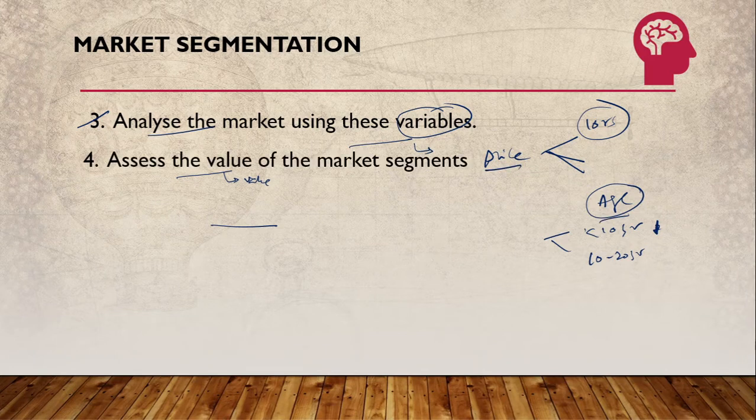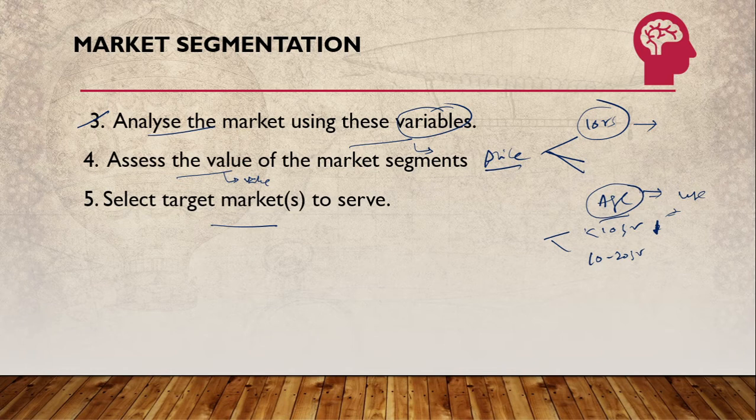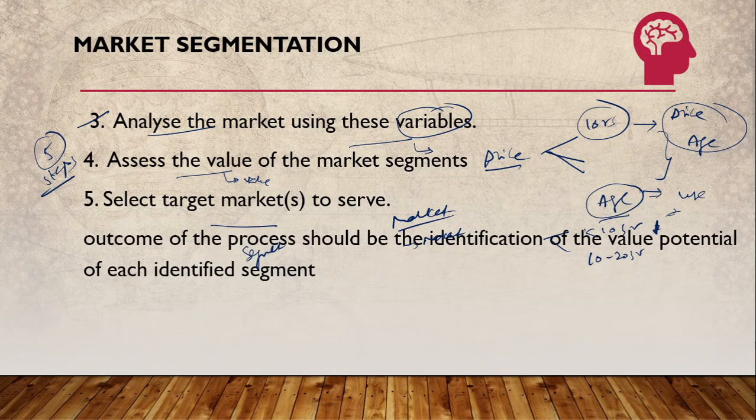Once you have done that, you have to assess the value that this price is generating or this age group is getting from the use of this product. Then the fifth one is, after doing this analysis, you will understand what should be the correct price or what should be the correct age group that you should identify. So this is how you will actually arrive at the target market, and you will come to the market segmentation. So the outcome of this should be the identification of the value potential of each identified segment.